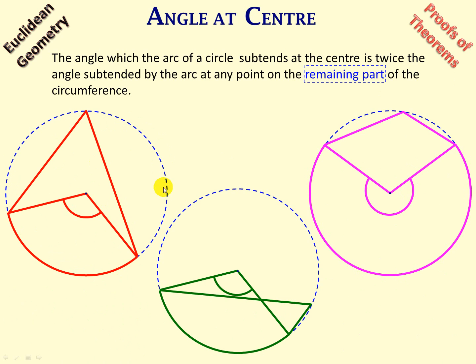So there's the remaining part of the circumference, there's the arc, and this angle is twice that, this angle twice that, this angle twice that.